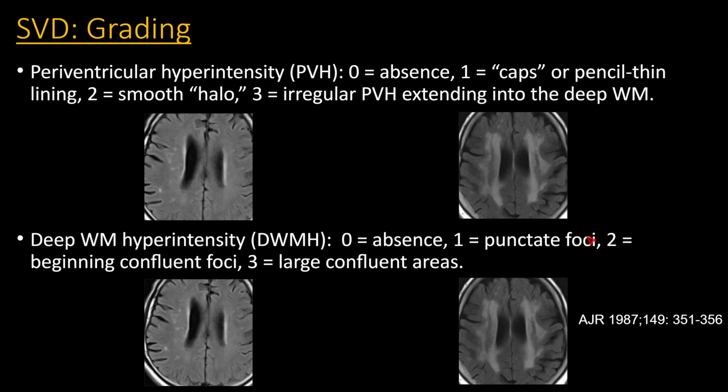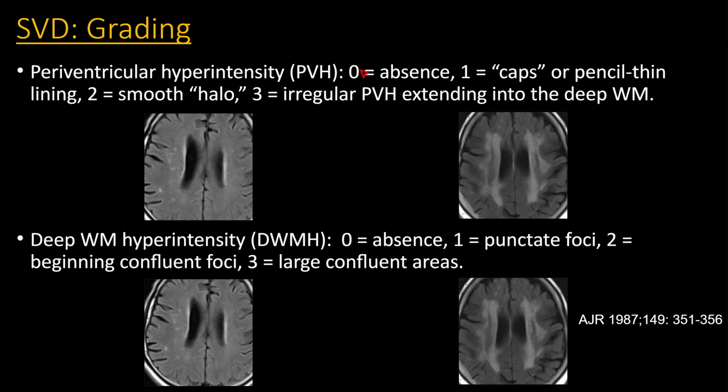Now, if you ever find yourself trying to grade these white matter hyperintensities, I don't find it particularly helpful, but if you wanted to, there are some grading schemes. One of them, from this article, I've highlighted here. They make a distinction between periventricular hyperintensity, those hyperintensities that are right next to and touching the lateral ventricles, as well as deep white matter hyperintensities, which are white matter lesions that are not.